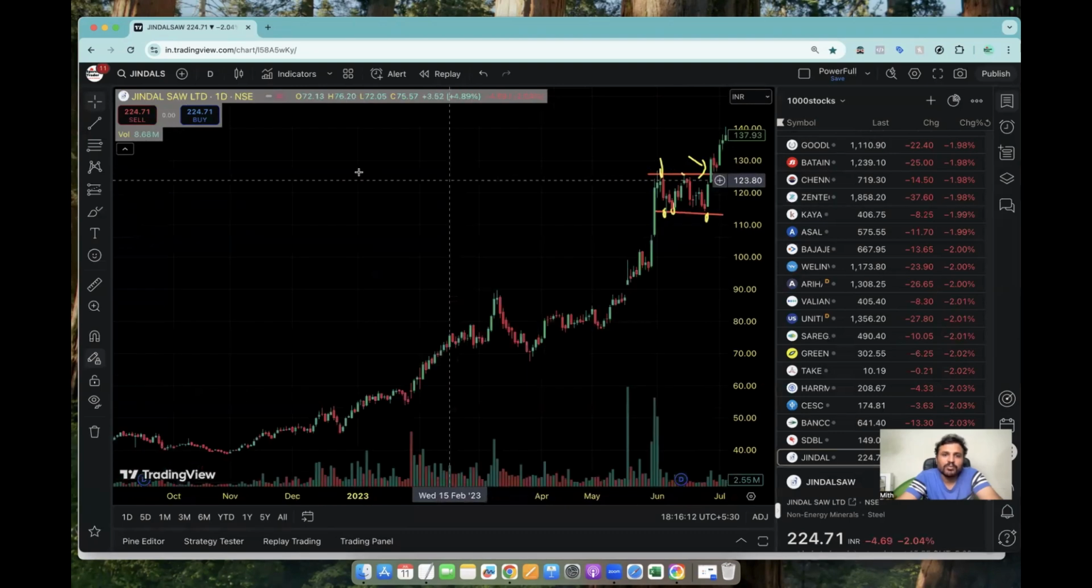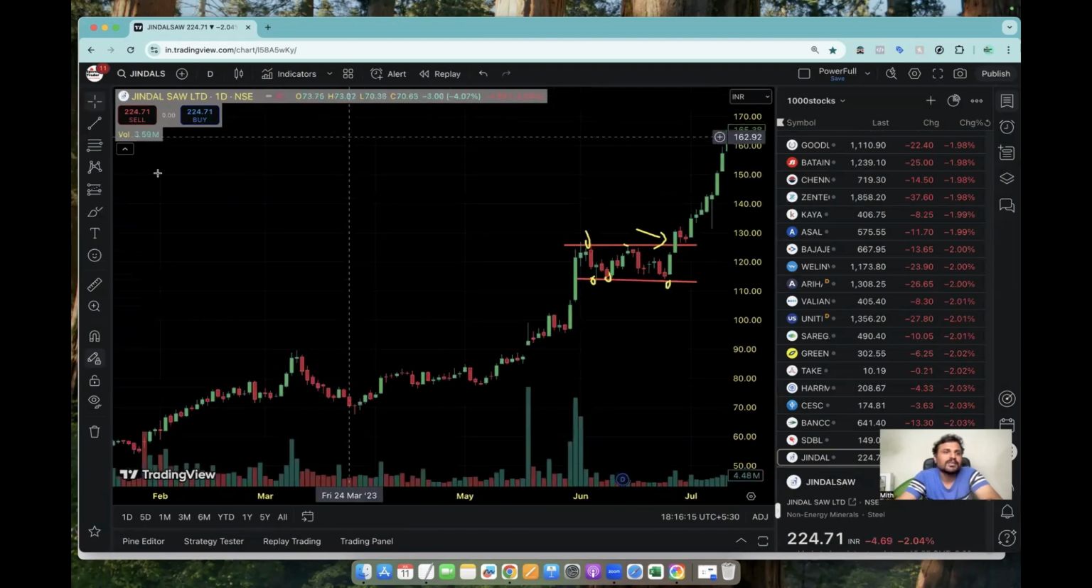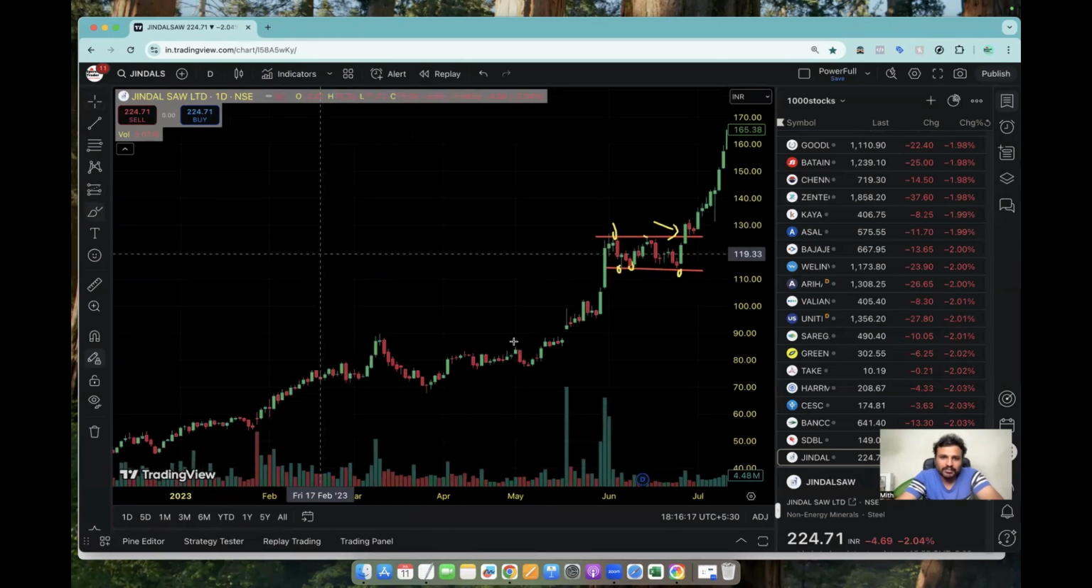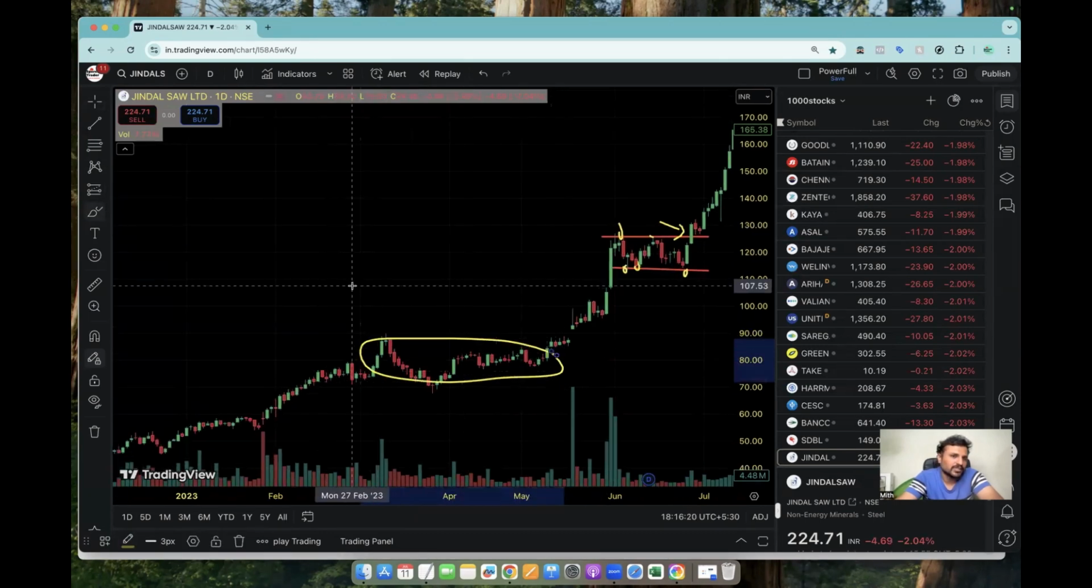And one more secret for this. Are you ready for this? One more secret: I already told you that there should be some sort of prior consolidation.